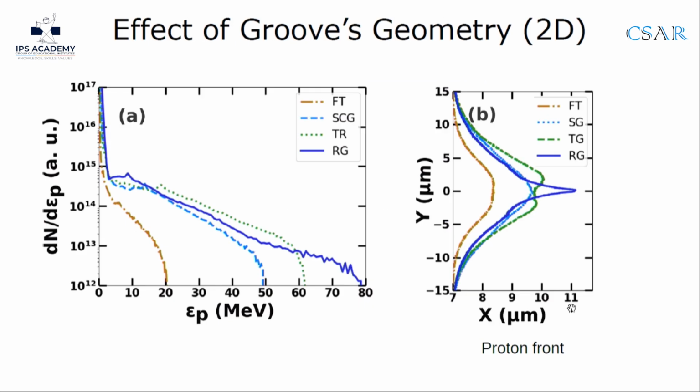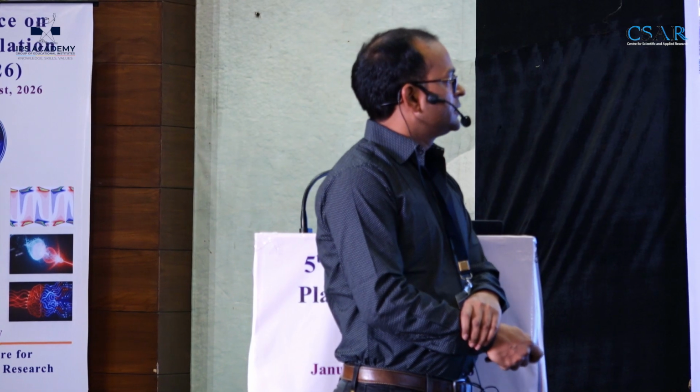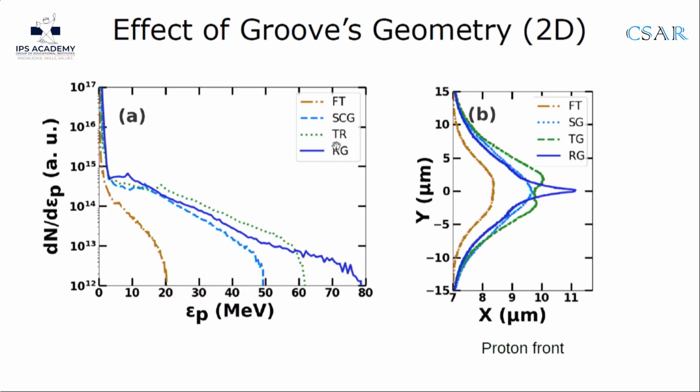So what we have observed is that with these different geometries, this RG stands for a rectangular groove on the front, because it's a two-dimensional picture. For all the cases when we have the single groove, the energy is enhanced drastically. So this is a 20 MeV cutoff energy for flat foil, which is going up to 80 MeV for a rectangular groove. And the focusing of the electron beam is also improved quite a lot.